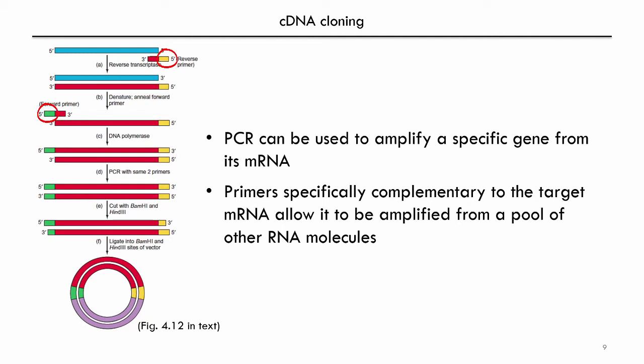Both forward and reverse primers have restriction sites engineered into their 5' ends. The resulting double-stranded DNA can be amplified by PCR, and the PCR product will have recognition sites flanking the cDNA, which can be cut with restriction enzymes, giving a fragment with sticky ends that can be ligated into a plasmid vector cut with the same enzymes.